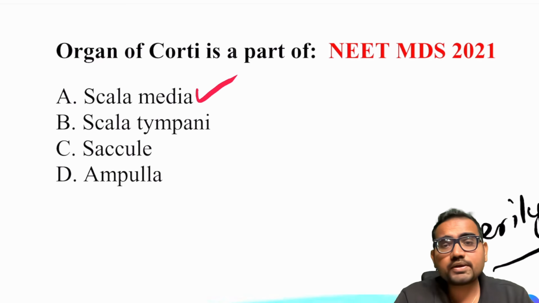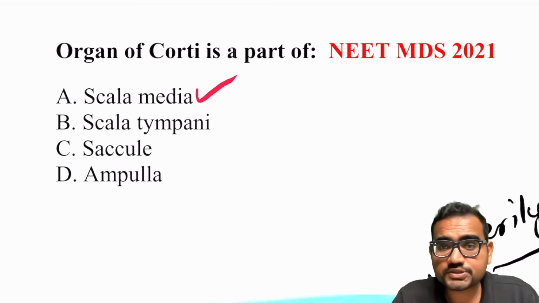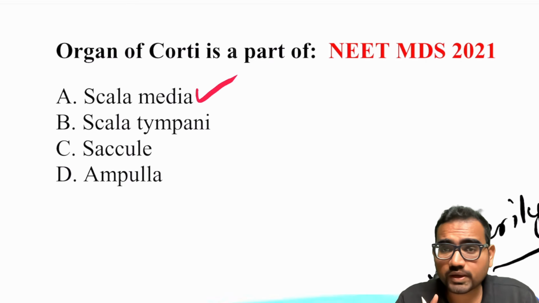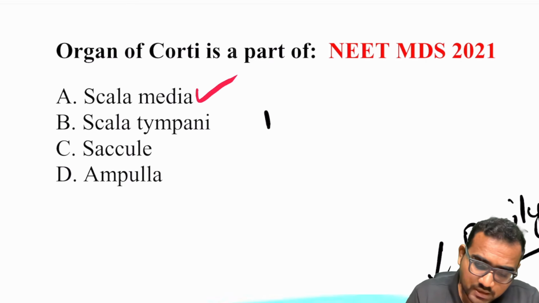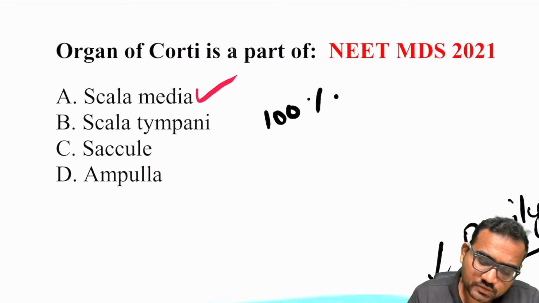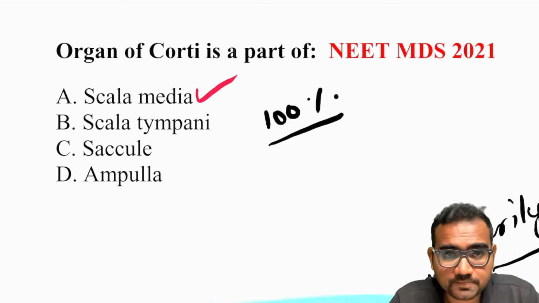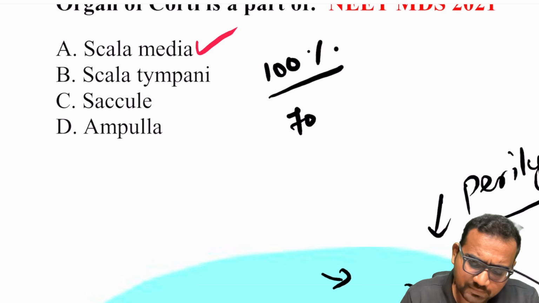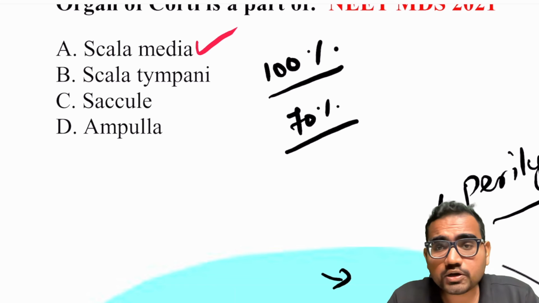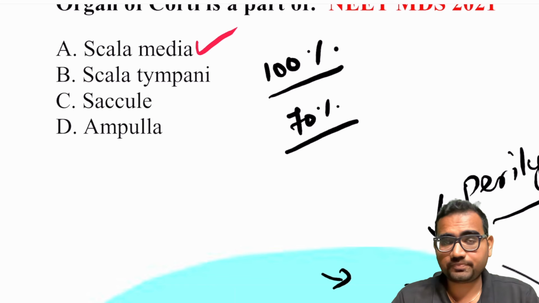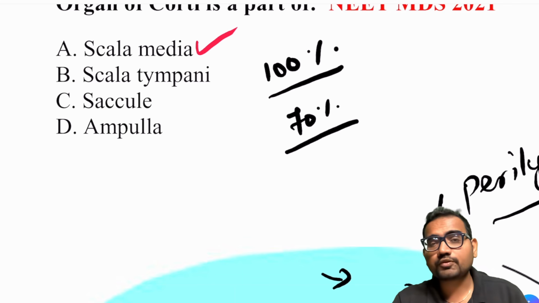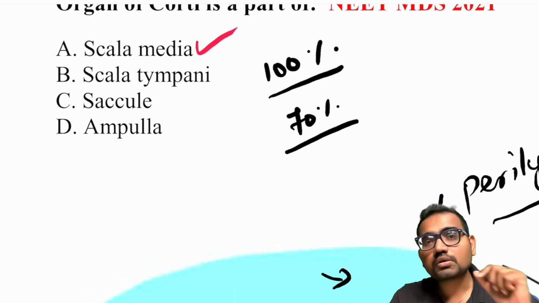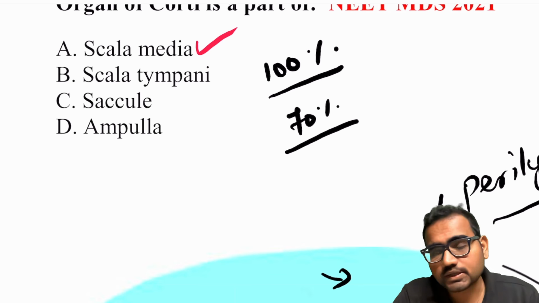When you can rule out two options in a question, 100% of the time you should attempt that question. If you can rule out one option, try to attempt it at least 70% of the time. If you cannot rule out even one option, be very cautious: mark that question for review, and then think about whether to answer it or not.